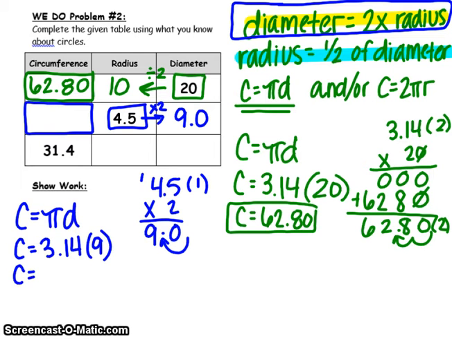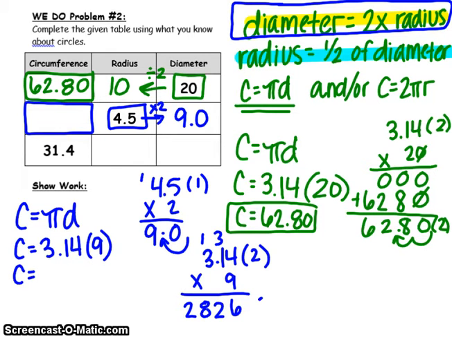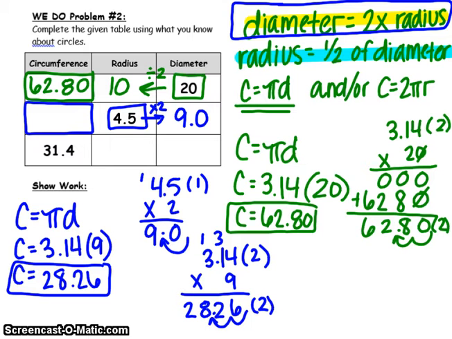and I just have to multiply these. So I have 3.14 times 9. 9 times 4 is 36, 9 times 1 is 9, and 9 plus 3 is 12. 9 times 3 is 27, and 27 plus that 1 is going to be 28. And I need to move over my decimal 2 places. So 1 and 2. My answer is 28.26. So my circumference here is 28.26.